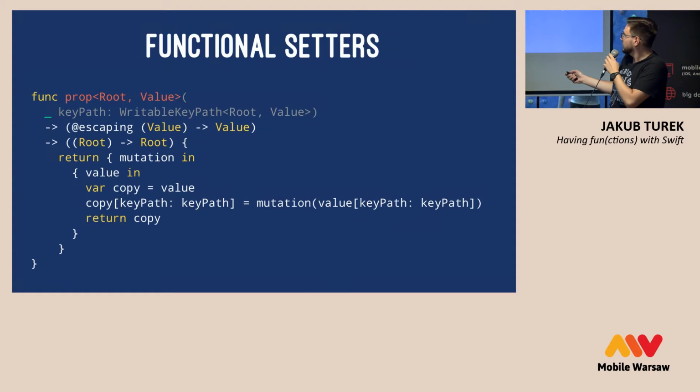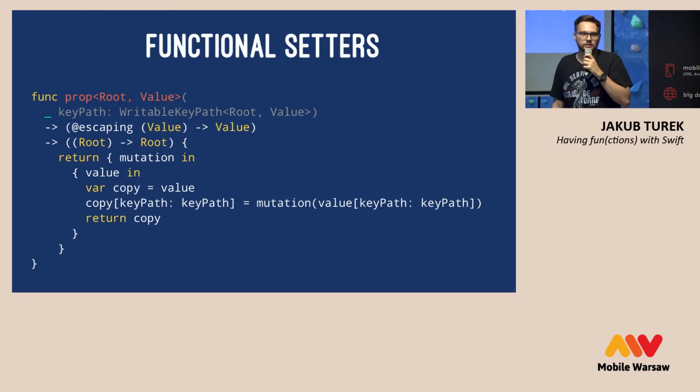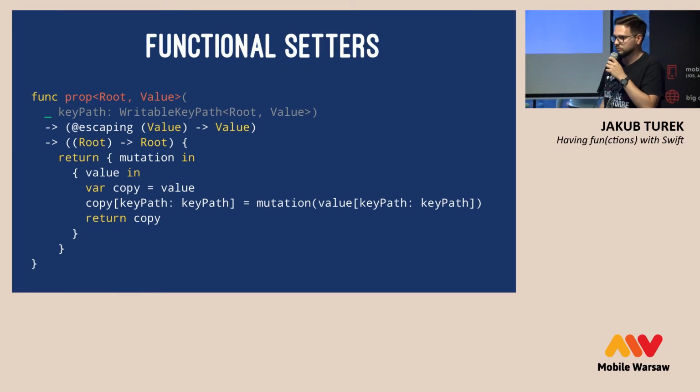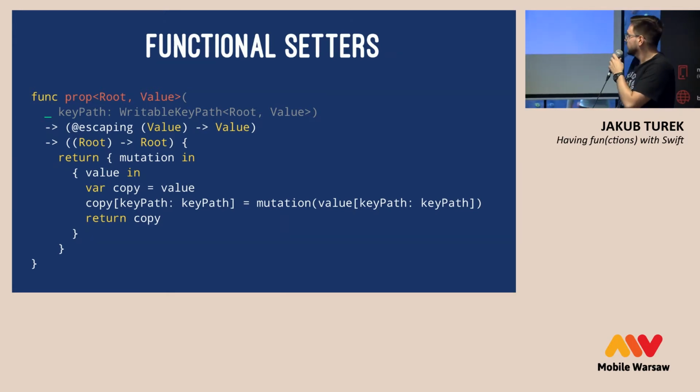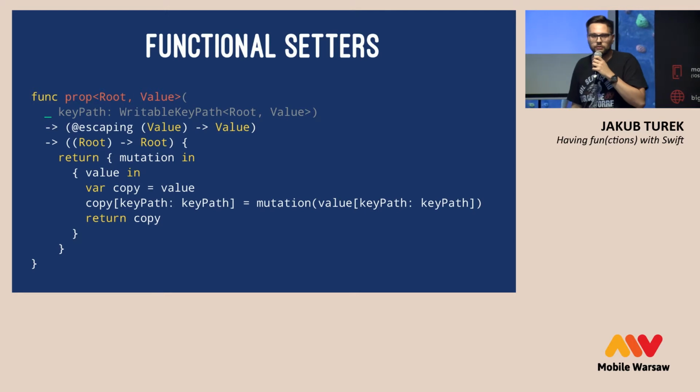This function, given the way to transform values, will give us a way to transform root objects together. So it might look very complicated from what's described in here, but let's try to look at the body only. What it does is takes a value, copies it, and on the property, that's the node with the key path, applies a mutation that's defined and returns a mutated copy.